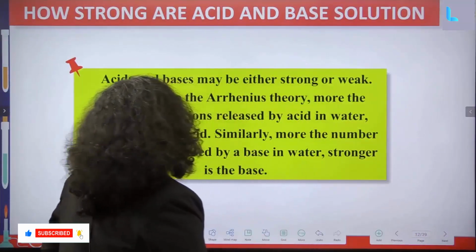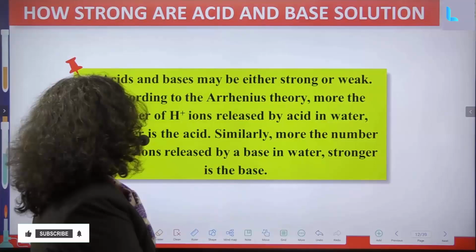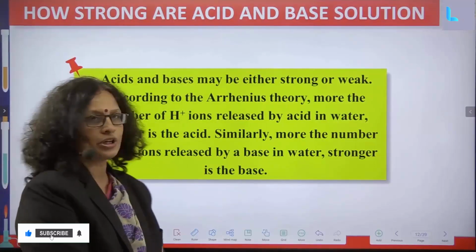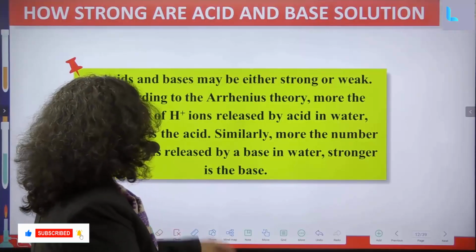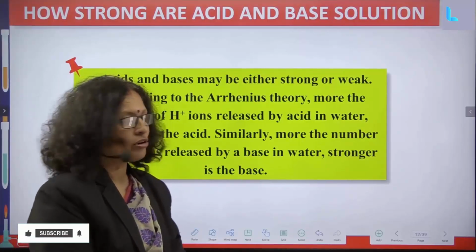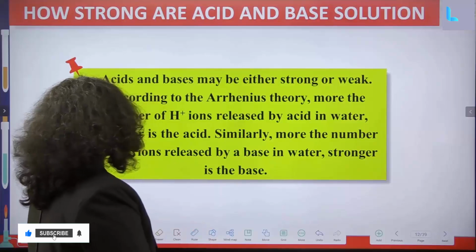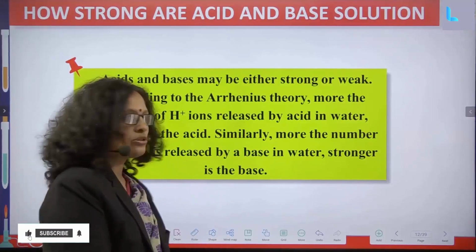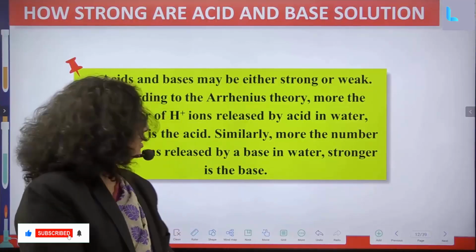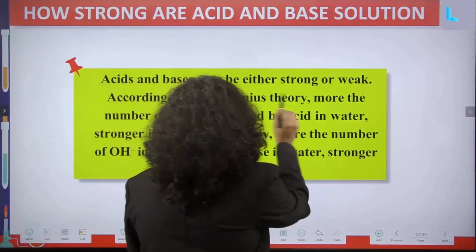Now let's see, acids and bases may either be strong or weak according to Arrhenius theory. The more H plus ions released by an acid in water, the stronger the acid. Similarly, the more OH minus ions released by a base in water, the stronger the base. Arrhenius gave this theory.